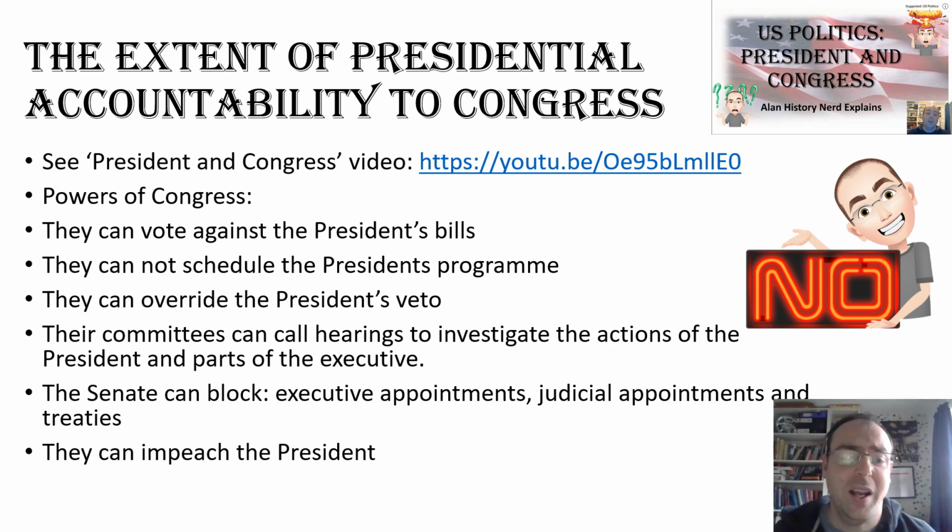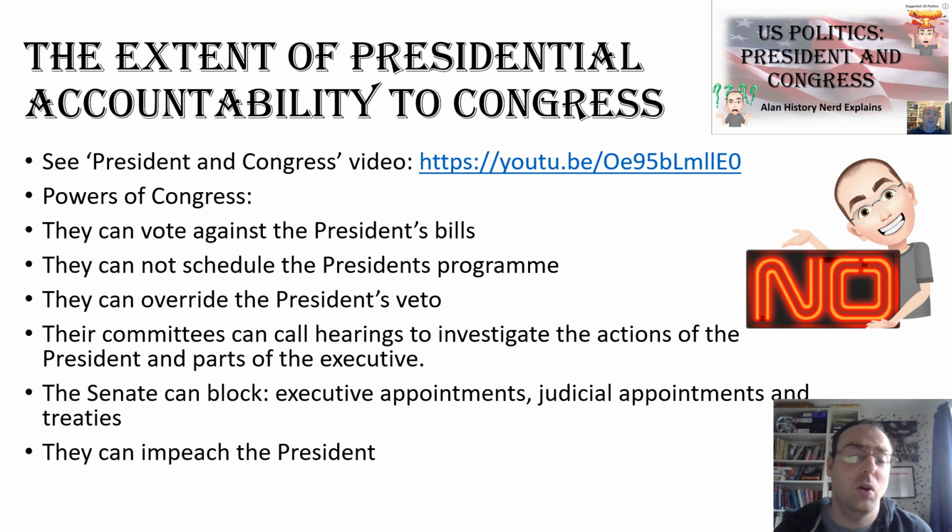Now, Congress has some really key powers to use against the president. They can vote against the president's bill. They can control the scheduling of the president's program, so they might not even talk about the stuff that he or she wants them to talk about. They can override the president's veto.